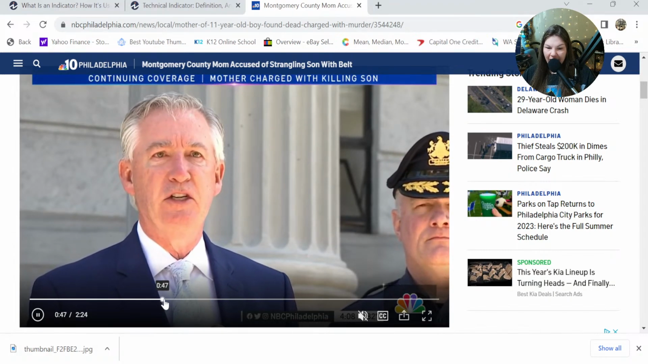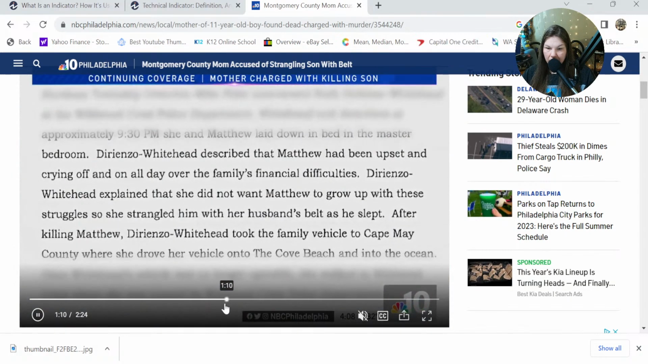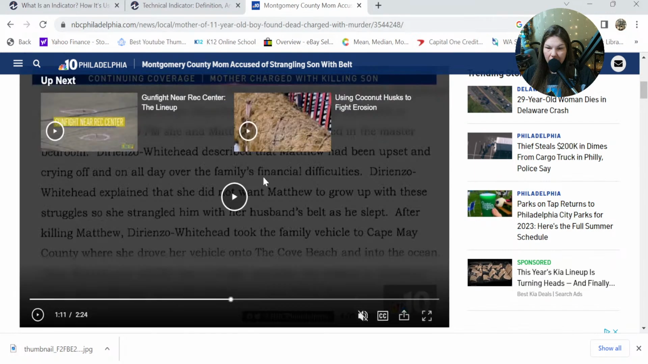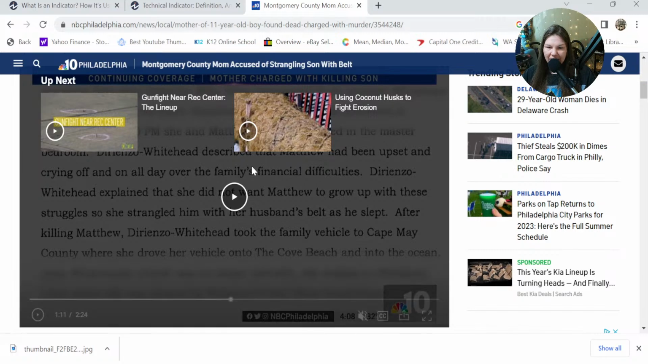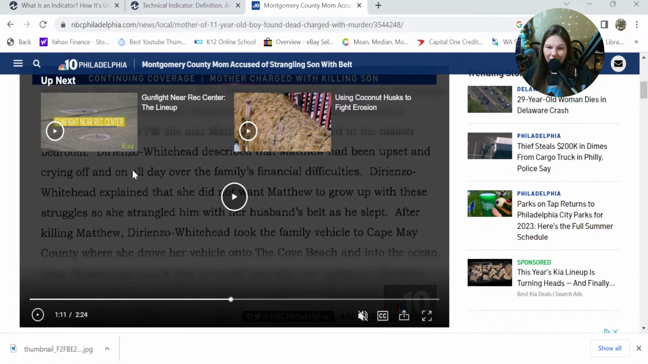So this lady, she described Matthew, guys, her 11-year-old son. This lady is 50. Her 11-year-old son had been upset and crying off and on all day over the family's financial difficulties. So this lady, she did not want Matthew to grow up with these struggles, so she strangled him with her husband's belt as he slept.